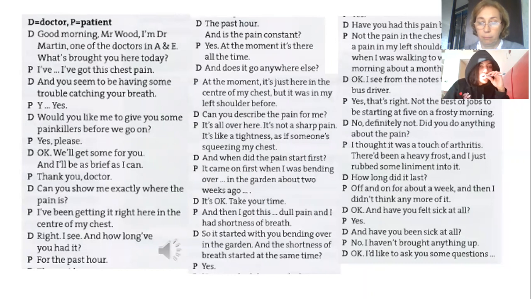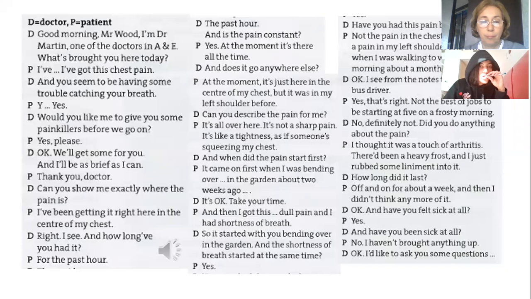I've been getting it right here, in the centre of my chest. Right, I see. And how long have you had it? For the past hour. And is the pain constant? Yes. At the moment, it's there all the time. And does it go anywhere else? At the moment, it's just here in the centre of my chest. But it was in my left shoulder before.